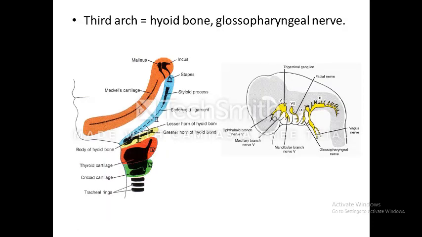اوكي هسه راح نجي لنا third pharyngeal arches. third pharyngeal arches اللي هو هذا باللون الأصفر the yellow colors. lower part of the body of the hyoid bone which is originated from the third pharyngeal arches بالإضافة إلى the greater horn of the hyoid bone which is originated from the third pharyngeal arches. النيرف ايش راح يكون عندي glossopharyngeal nerve.